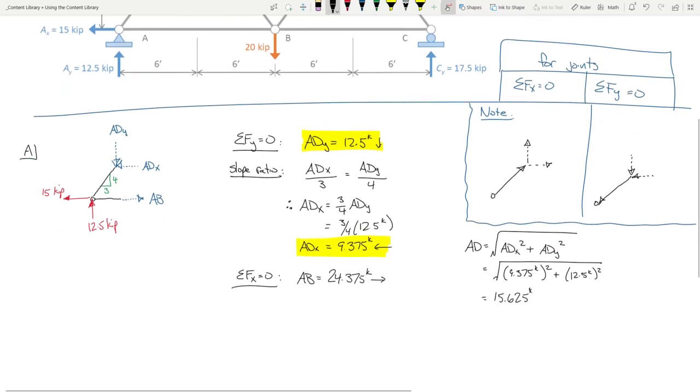All right. So the last thing to do is to identify whether or not these members are in tension or compression. AB and AD. So what do we have for that? AB, let's start off alphabetically. AB, here's the joint. I have the force pulling away from the joint. So AB is 24.375 kips in tension. And then AD is a magnitude of 15.625 kips. Both of those components are pointing towards the joint, so AD is experiencing compression.